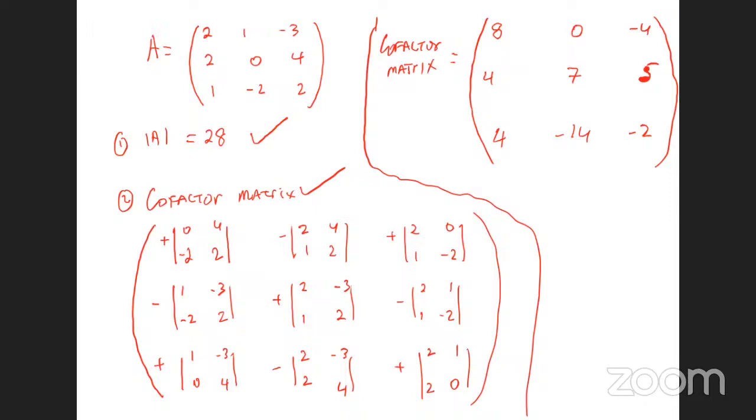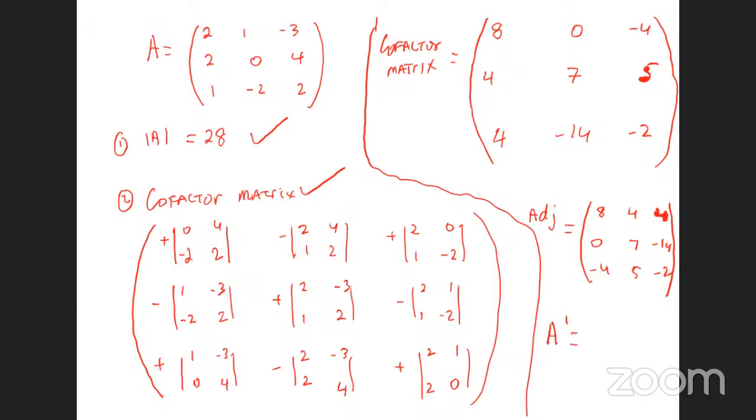Okay? Right. That is the cofactor matrix. Now you want to get the adjoint. The adjoint is where you transpose. Remember the transpose? The rows become columns and columns become rows. So instead of 8, 4, 4 being the first column, 8, 4, 4 becomes the first row. Then you have 0, 7, minus 14. Then you have minus 4, 5, minus 2. Okay? That's your adjoint.